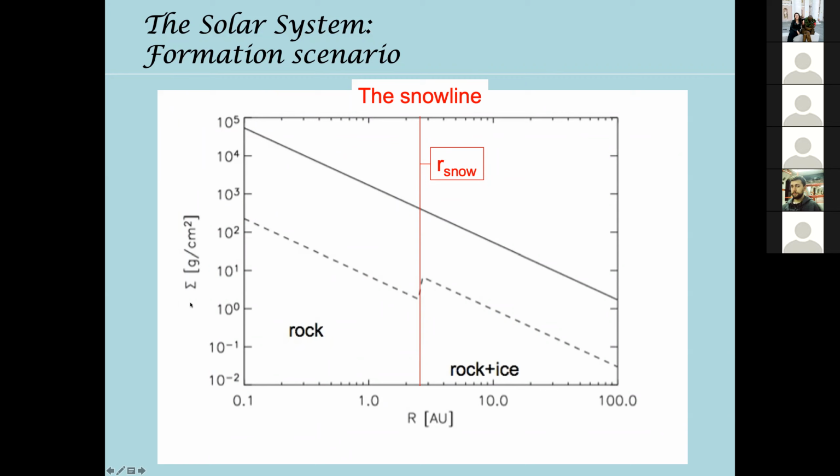So you have here your sigma versus the radius, so this is your 1 astronomical unit, and this is the snow line. This is the radius at which the water ice becomes solid. You can see that the gas is just r to the minus 3.5. But the solids have this discontinuity here because of the extra solids due to the ice. So you have rock, and here rock plus ice.